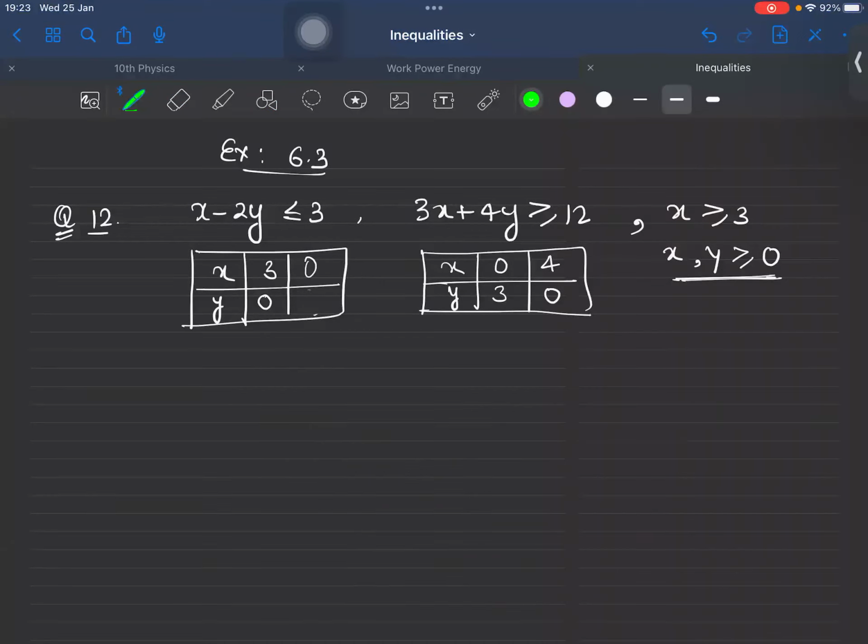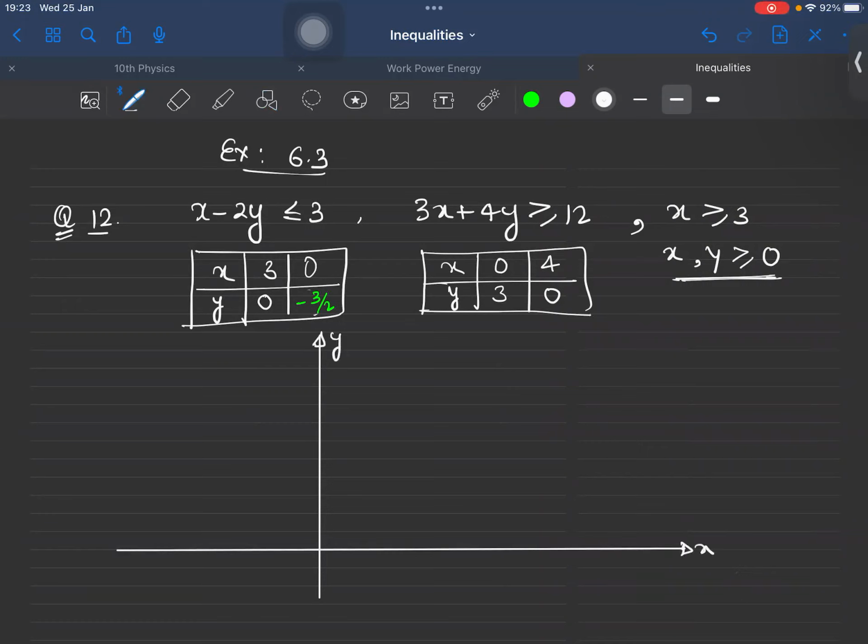So this should be minus 3 by 2. So let's plot it. Hopefully you guys are able to solve it, right? I don't think there will be a problem. But if you have, feel free to ask me. It's fine. Y and X.